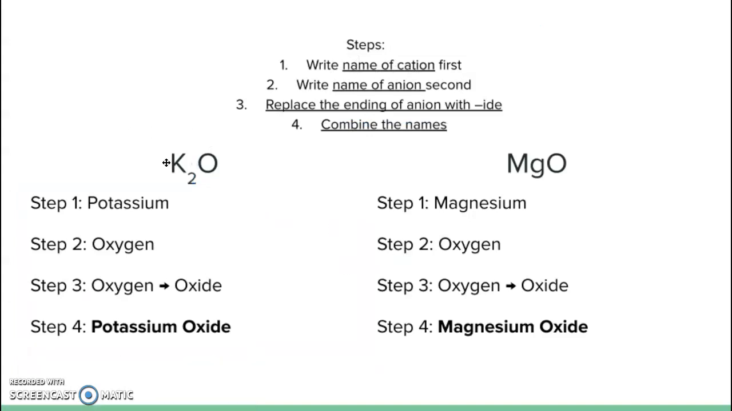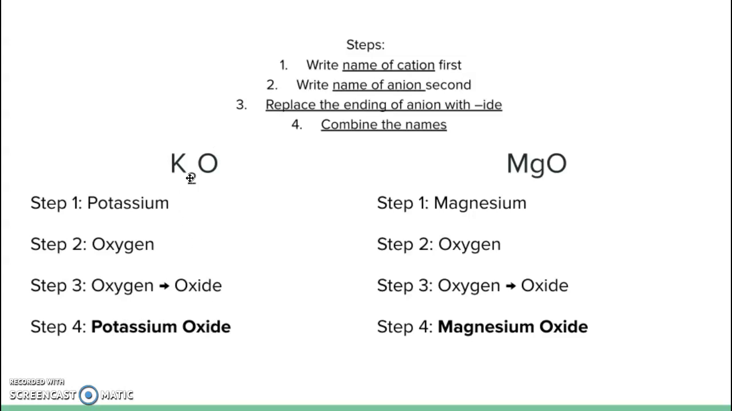So my cation here, K, if I look on my periodic table, is potassium. Then my name for my anion, O, is oxygen. Step 3 is then to change my anion to an "ide." And so if I look at my chart in my notes, I know oxygen becomes oxide, and then I combine the names. So K2O becomes potassium oxide, okay?